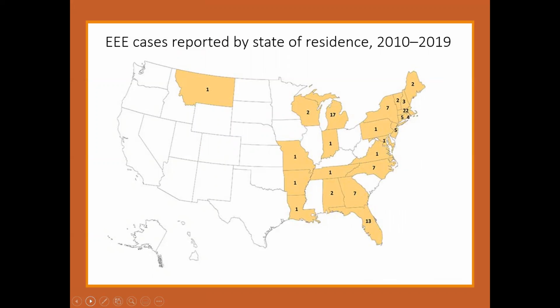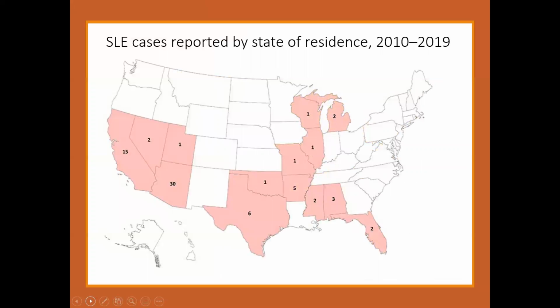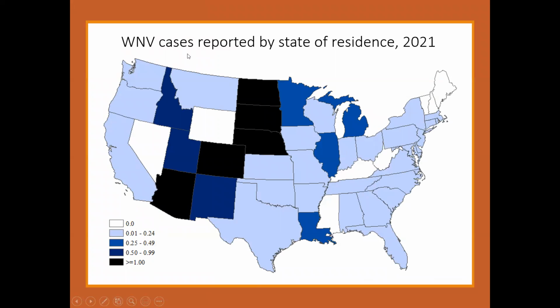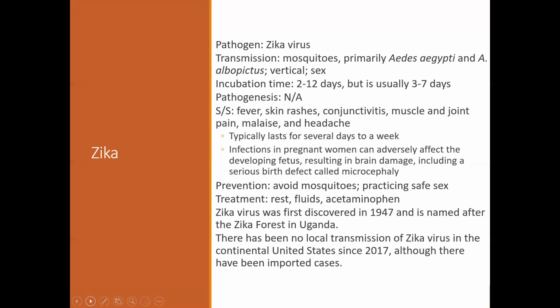So Eastern equine encephalitis, here's that one case that occurred. You see, this is from 2010 to 2019, really not that many cases overall. Here's SLE cases. And then we get to West Nile. Now, this is just in 2021 so far. So West Nile virus is still the most prevalent one that we see in the United States.